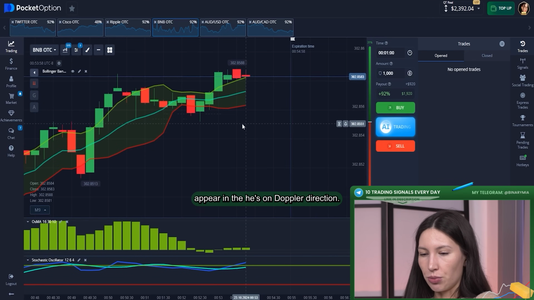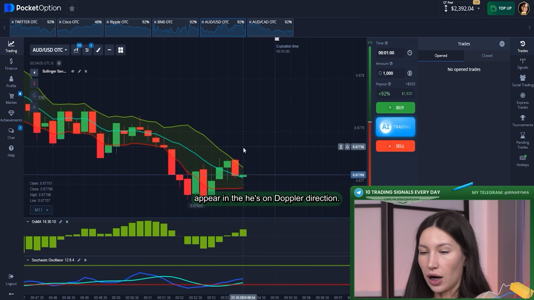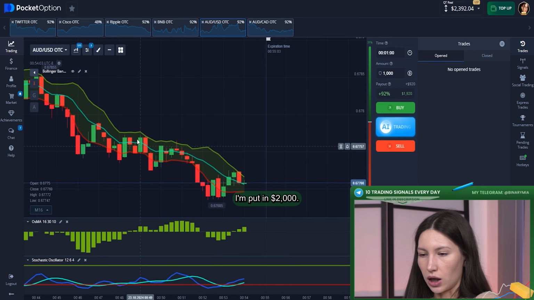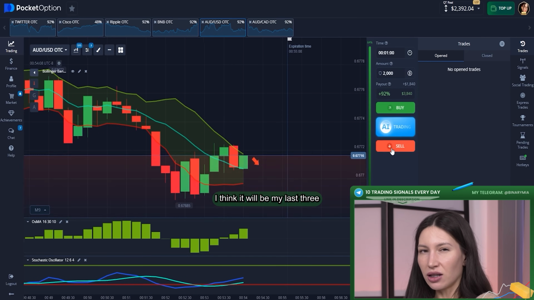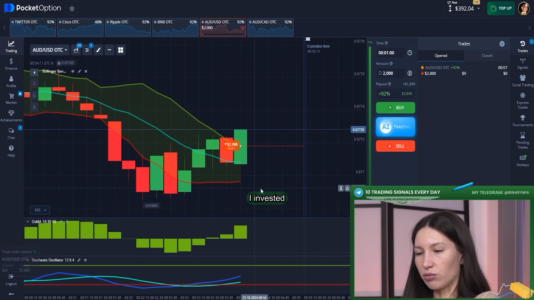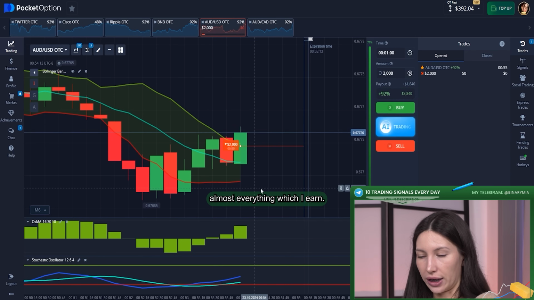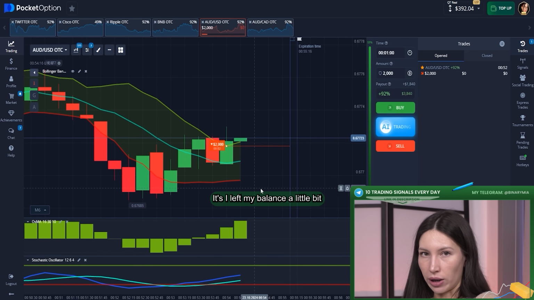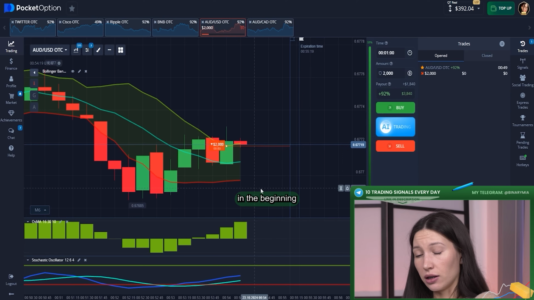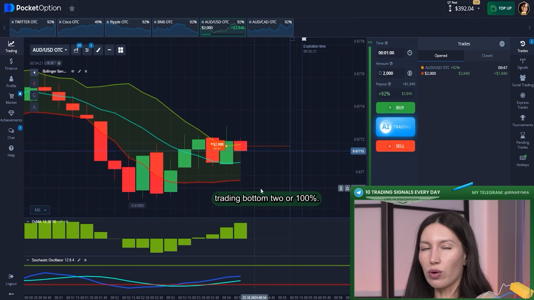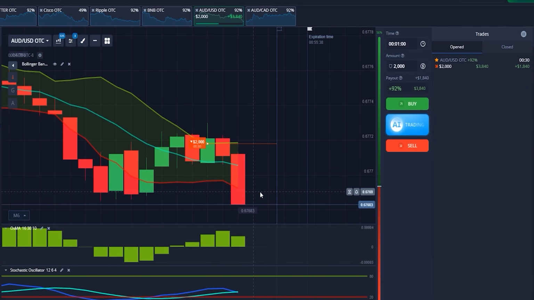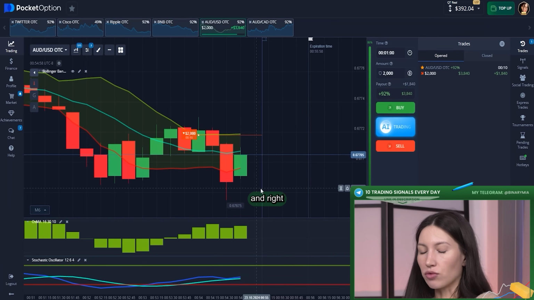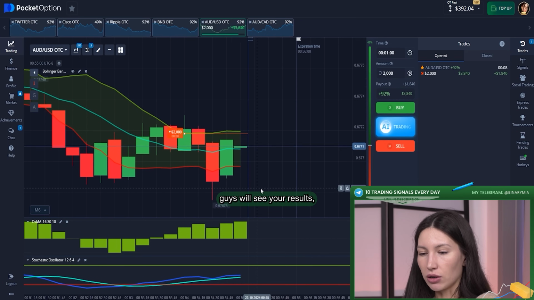I'm choosing this currency pair and it's on downward direction. I'm putting $2,000. That's it. I think it will be my last trade for today. That's why I invested almost everything which I earned. I left my balance a little bit less than I had in the beginning when I started the trading, but I'm sure 100% of the victory, guys. Just look at it. And right in a few seconds, guys, we'll see results which should be 100% profitable.